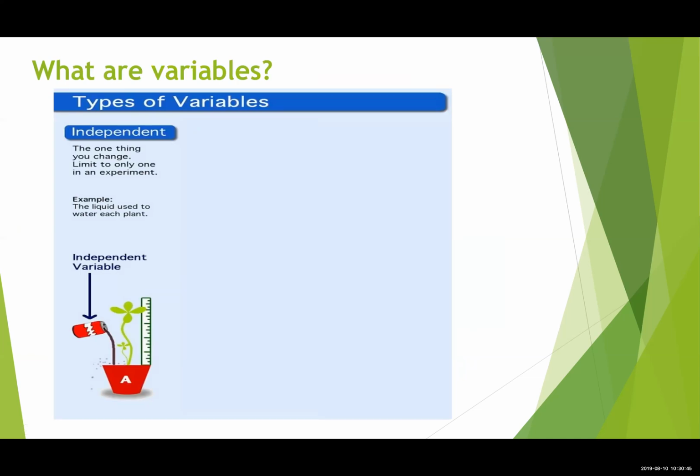So I want you to imagine that you have a headache and you do all 4 of those things. You go in a dark room, you bring yourself a cotton ball full of peppermint oil to sniff, you take a Tylenol, and you stick your feet in a bucket of ice water. Okay, your headache gets better. How do you know which one did it? Was it the ice water? Maybe it was the Tylenol. You don't know, because you have too many variables. You should really only have the one. It says right here, the one thing you change. Limit to only one in an experiment.